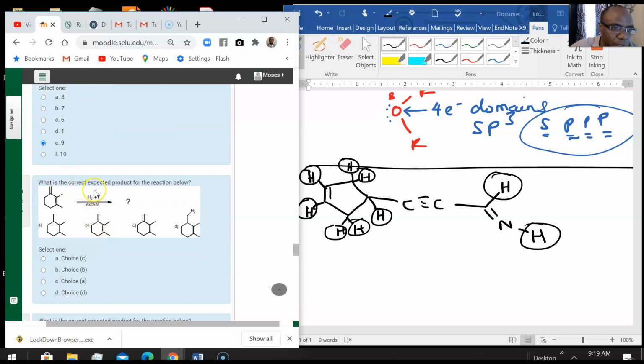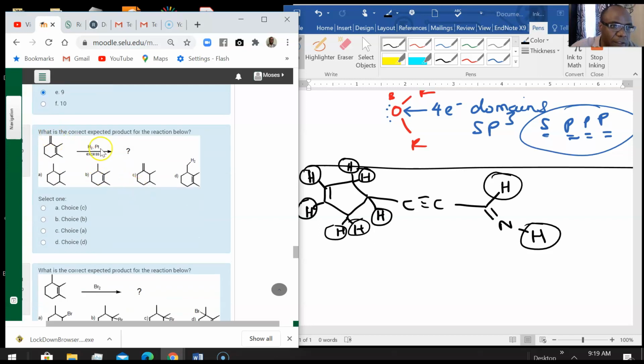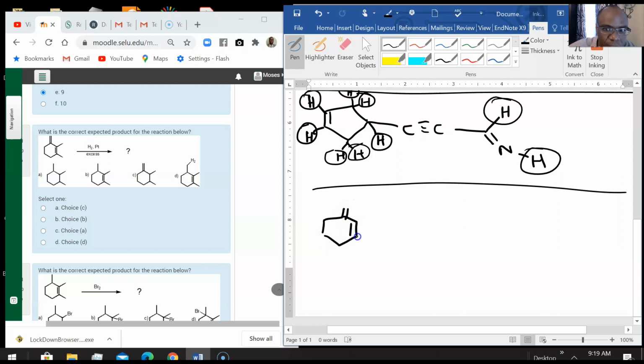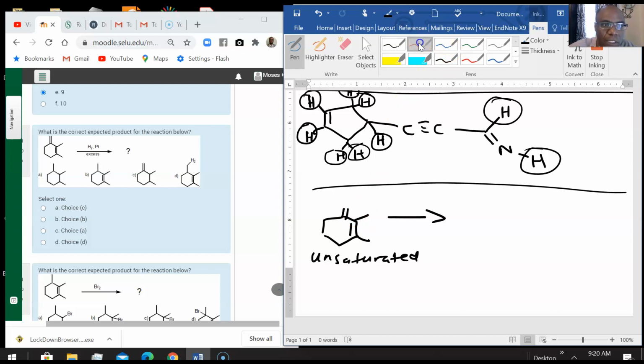Yeah, there are 9. What is the correct expected product for the reaction? Here you're just adding hydrogens across the pi bonds to kill the pi bonds. So the reaction is hydrogenation, where the double bonds will be saturated with hydrogens. This molecule right here is said to be unsaturated. It's missing some of the hydrogens because of the double bonds. If you're adding hydrogen gas in the presence of a metal catalyst like platinum or palladium, whatever it is, it says excess, which means it should react with all double bonds possible.